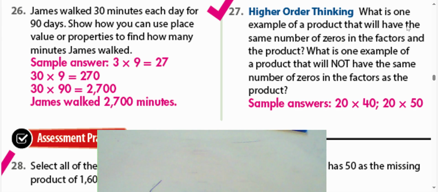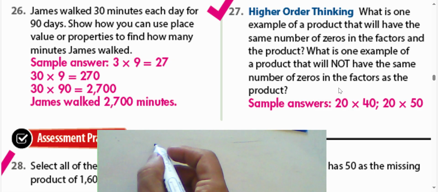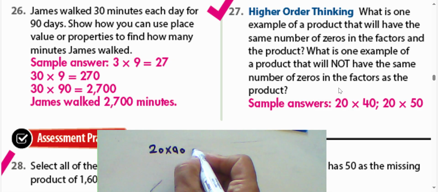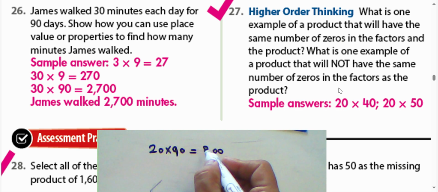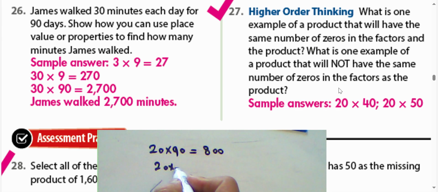Higher order thinking. Write one example of a product that will have the same number of zeros in the factors and product. Write one example of a product that will not have the same number of zeros in the factors as the product. We can write 20 times 40 and also 20 times 50. 20 times 40, write double 0, and 2 times 4 equals 8. And also 20 times 50, write double 0 here, and 2 times 5 equals 10. And the result will be 1000.